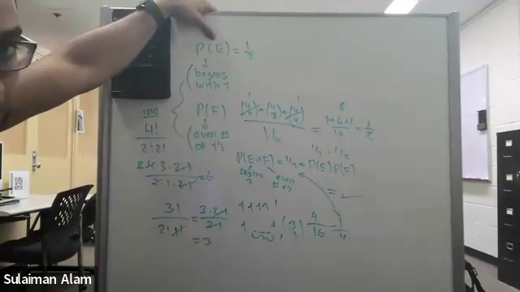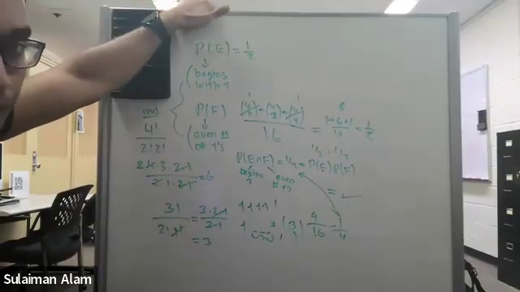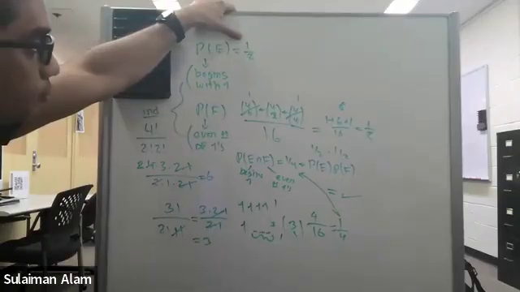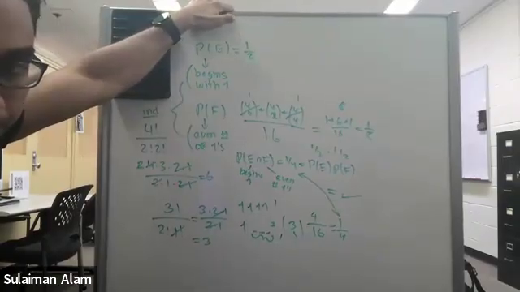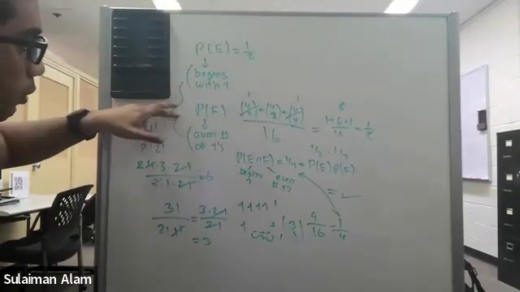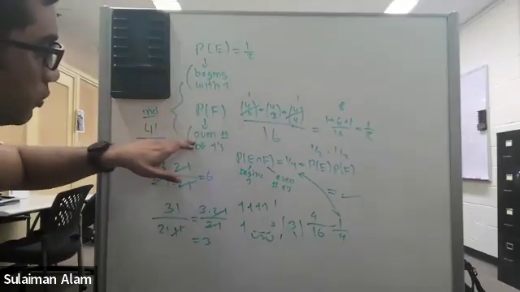Probability of E is that it begins with a 1. Well, 0 or 1, there's 2 possibilities. Begins with a 1 is 1/2, right? Okay.